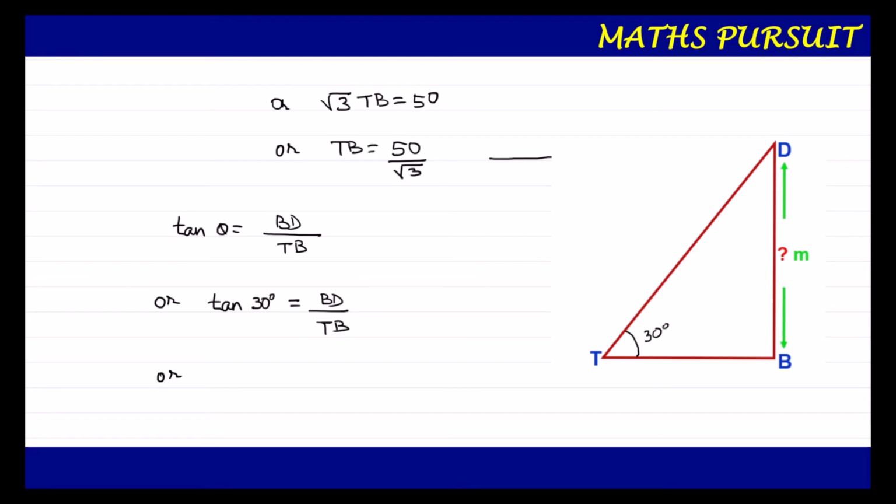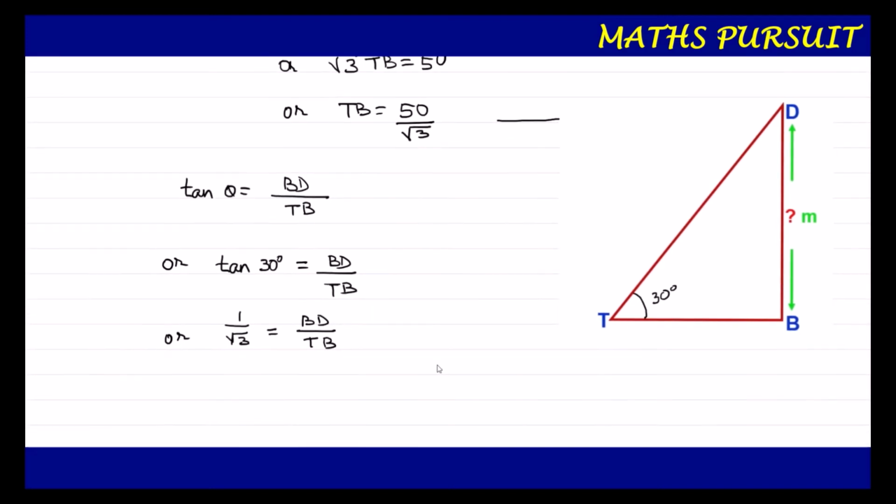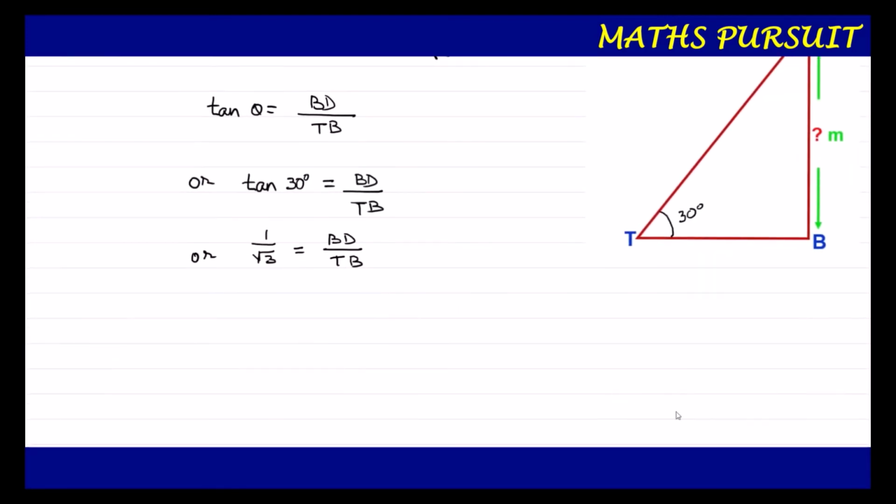Or I can write, we very well know tan 30 degree. What is the value of tan 30 degree? If you look into the trigonometric table, you will find that the value of tan 30 degree is 1 upon root 3. So instead of tan 30 degree, I am going to write 1 upon root 3 is equal to BD upon TB. This is what we got.